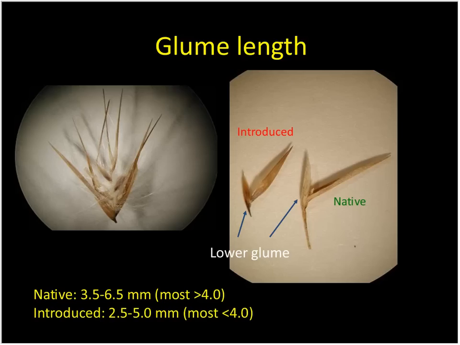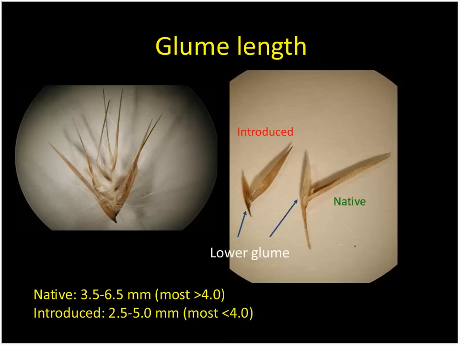On the left, you can see an example of the seeds. And on the right are the glumes themselves. There are two of them, a lower and upper one. The lower ones are the ones that are seen on the left in these photos. And you can see from the photo that the introduced glumes tend to be, again, much smaller than those we see in the native.